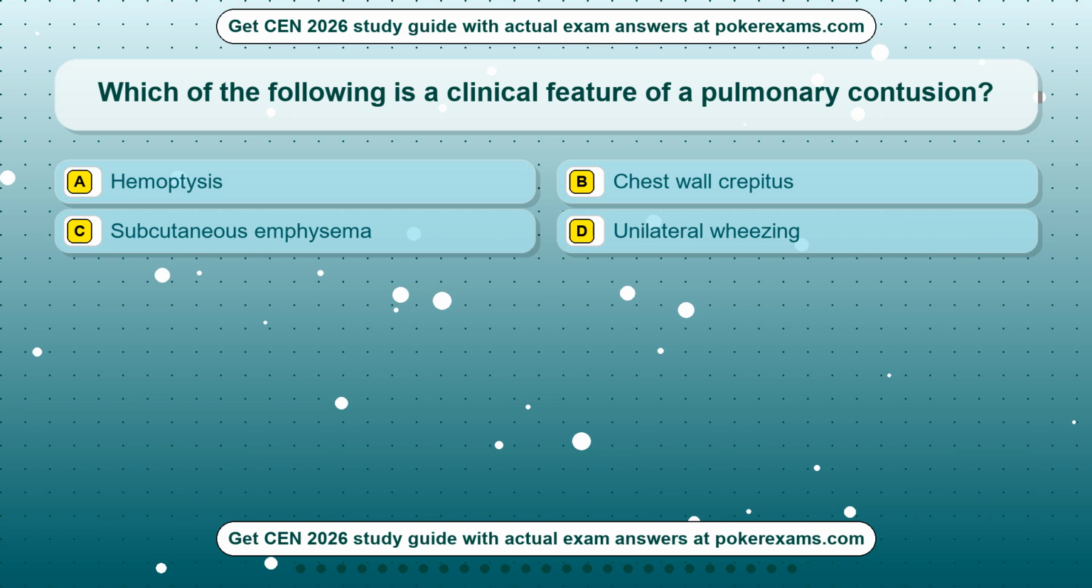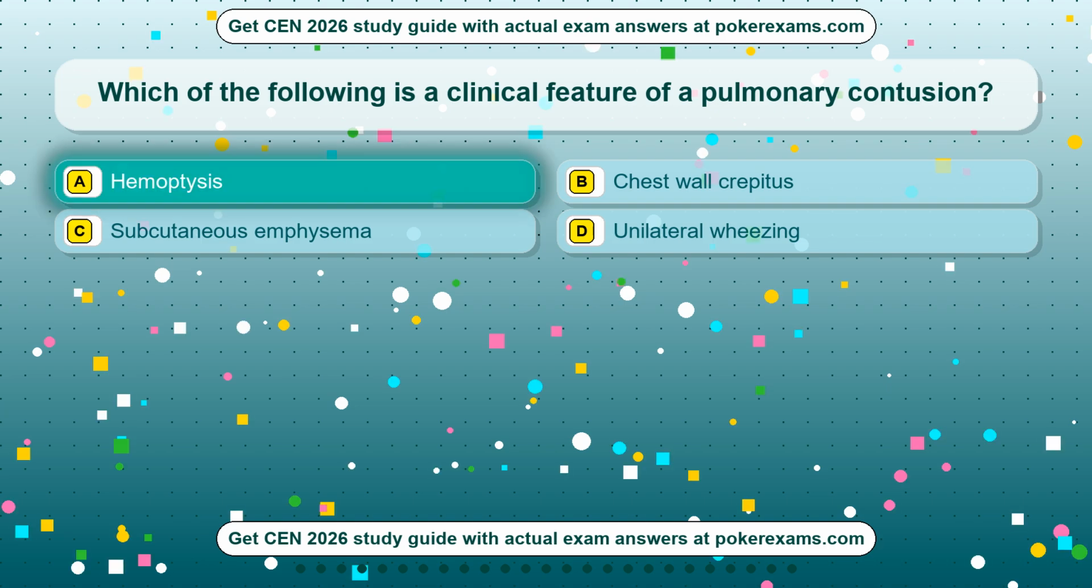Question 1. Which of the following is a clinical feature of a pulmonary contusion? Option A. Hemoptysis. Option B. Chest wall crepitus. Option C. Subcutaneous emphysema. Option D. Unilateral wheezing. The correct answer is option A.